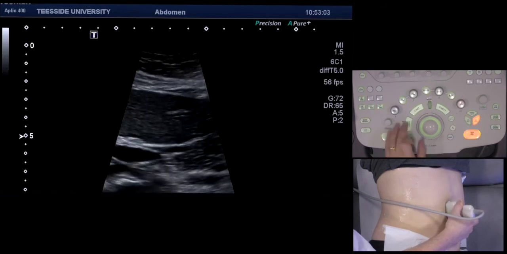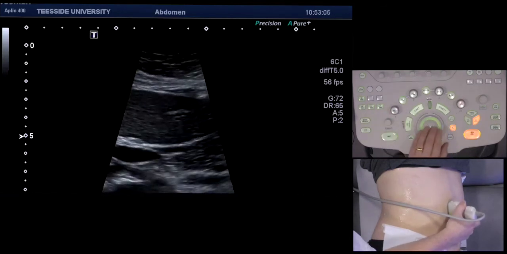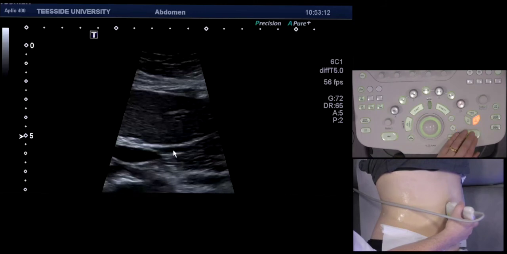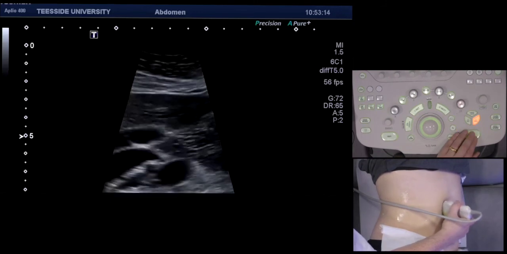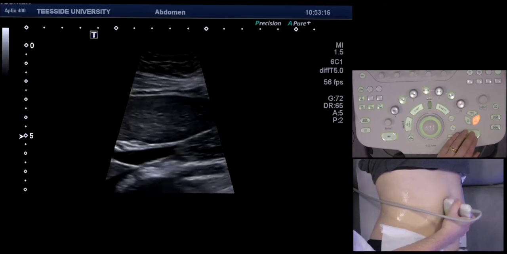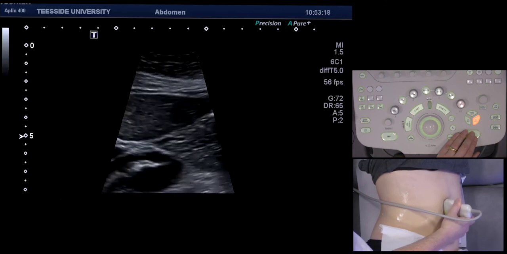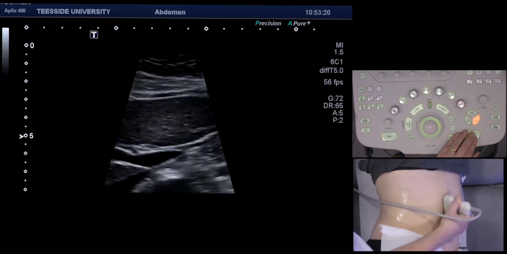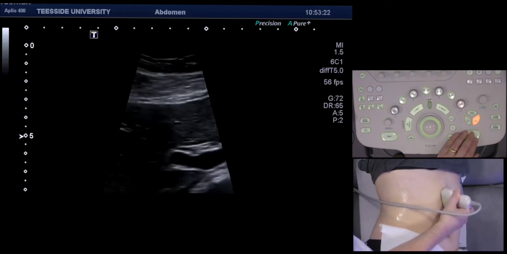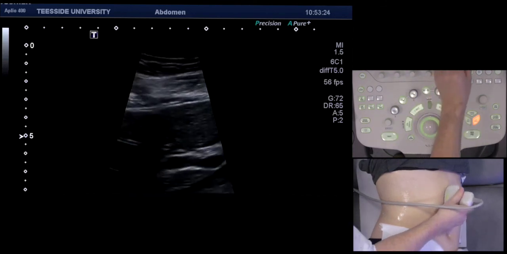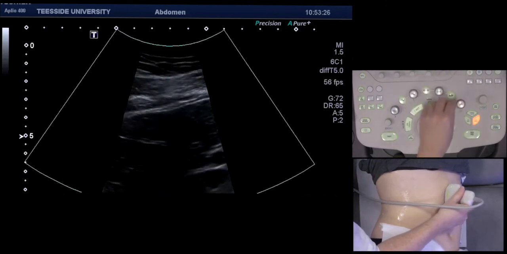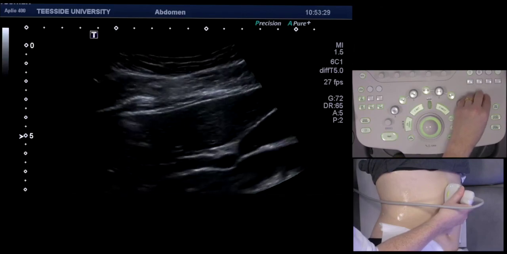Okay, so there you go. There's the CBD all the way along from the porta to the head of the pancreas. And that is how I do my gallbladder scans. If necessary, we can also turn the patient decubitus, and we can also stand them up to see if there are any stones with the patient erect.